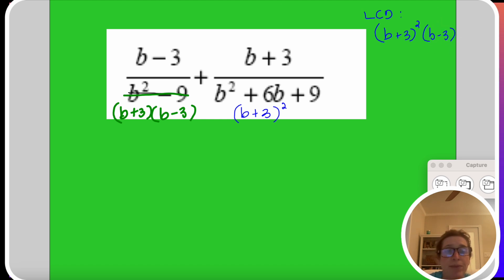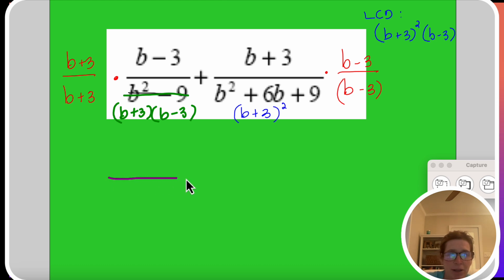All right, on this side then, I'm missing one factor of b plus 3. So I'm going to multiply this side by b plus 3 over b plus 3. On this side, I'm missing a factor of b minus 3, so I'm going to multiply by b minus 3 over b minus 3. All right, so this gets tricky.